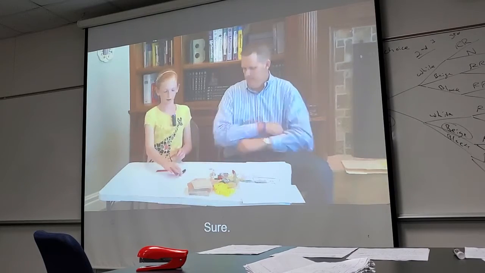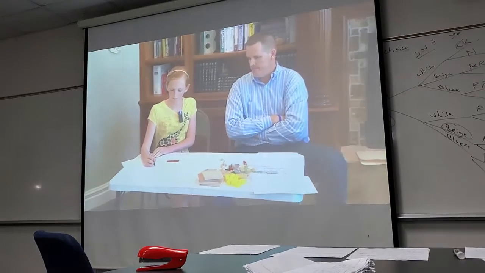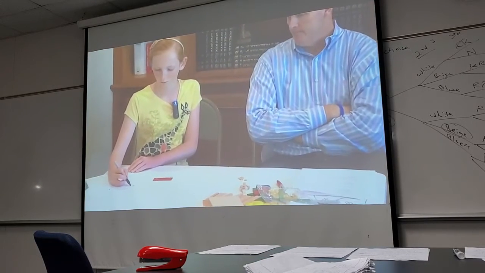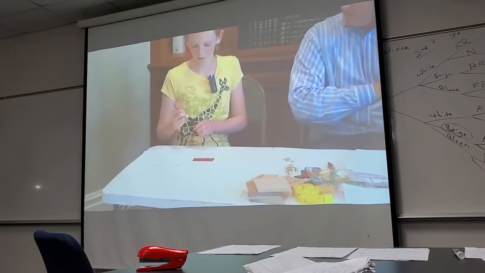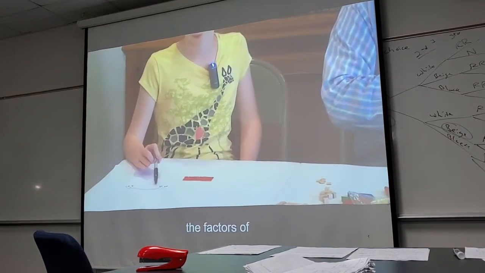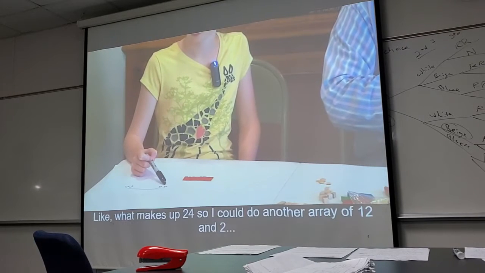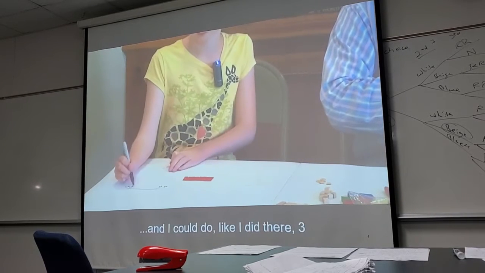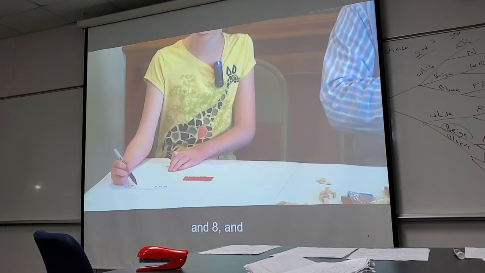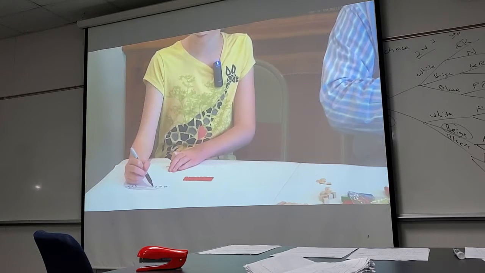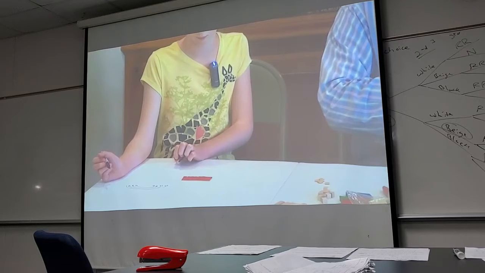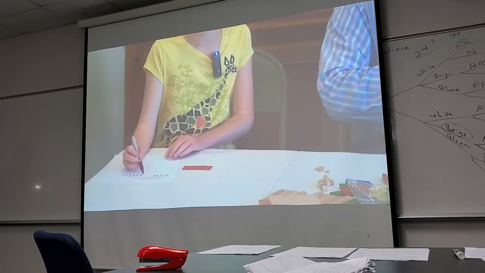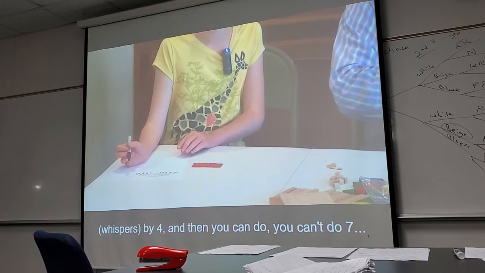Can you explain a little bit what you're doing there? Well, it's kind of like the factors of 24, like what makes up 24. So I could do another array of 12 and 2. And I could do, like I did there, 3 and 8 and 4 and 6. But then 5 doesn't go in 6. But you could do 6 by 4.